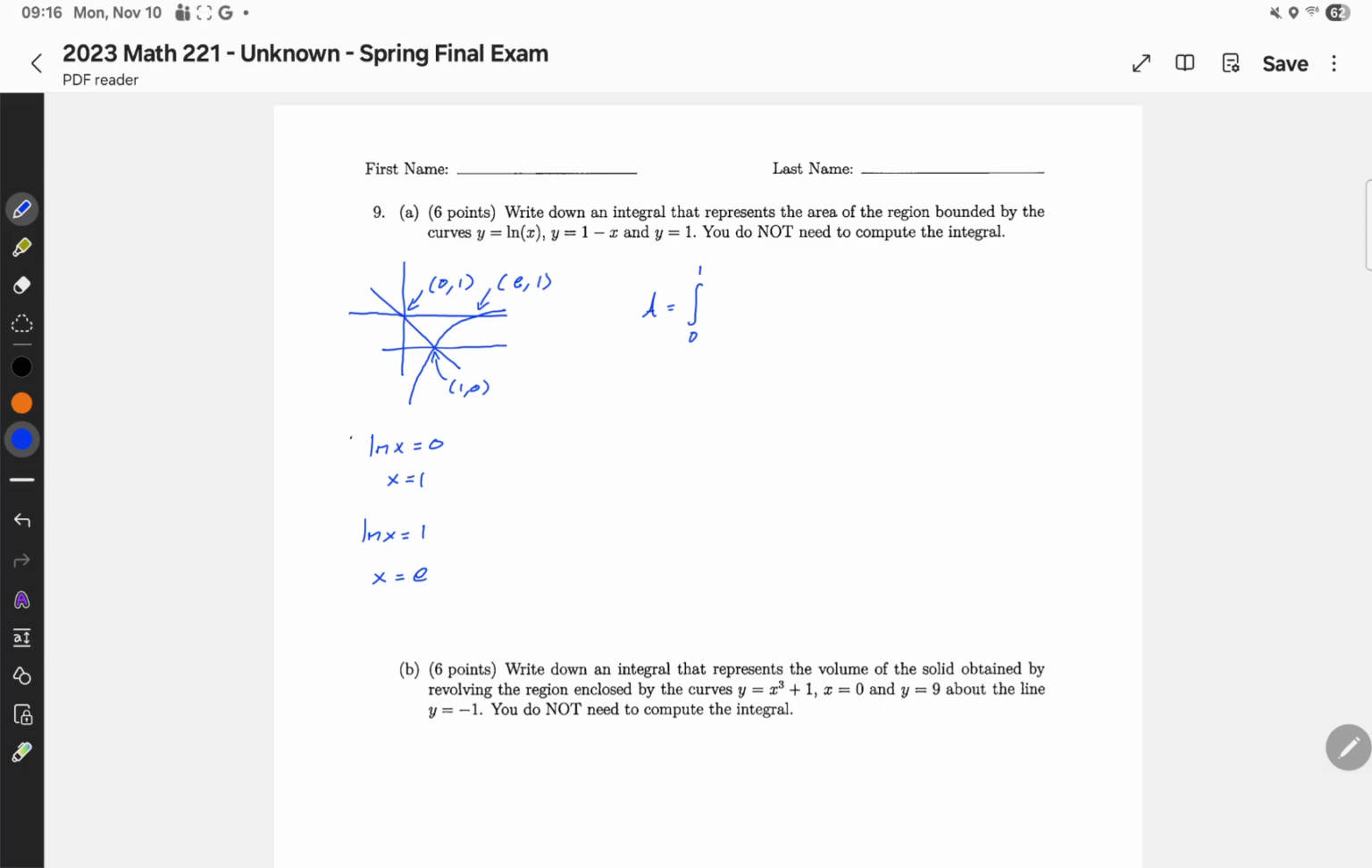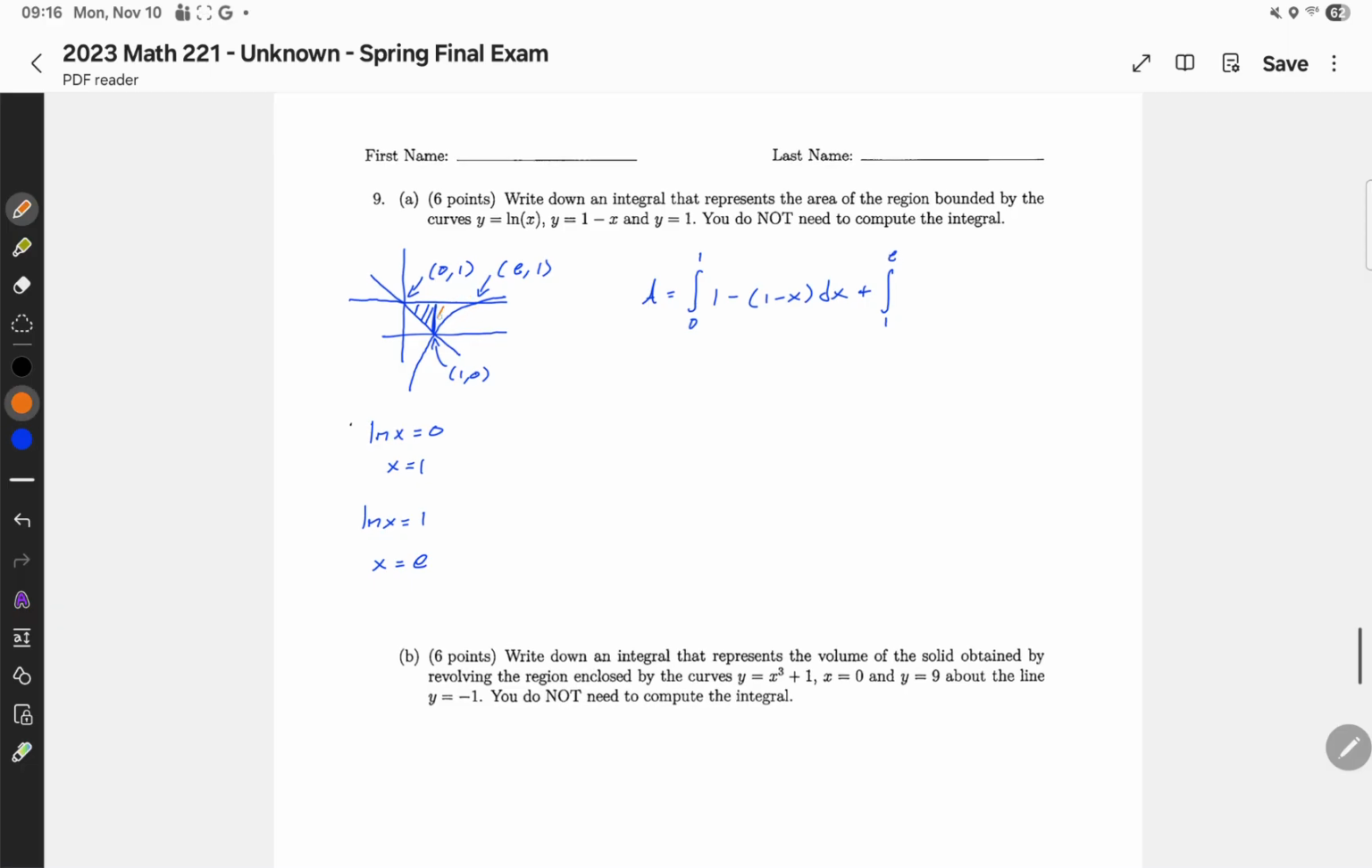And for this first portion, that's going to be up through here, drawing a line right here. That top portion is going to be y equals 1. The bottom portion is y equals 1 minus x, just like that, dx. And then we're going to add to that the integral from 1 to e. That's going to be this portion right here in orange. And that is going to be, the top is 1, and the bottom is going to be our ln x term, dx. And that's going to be our answer right there.